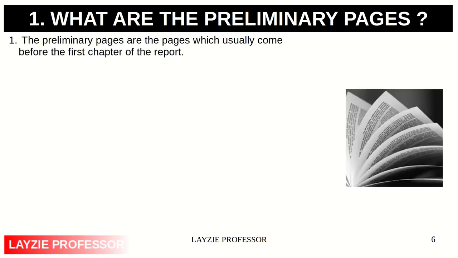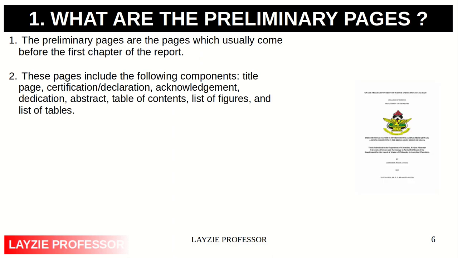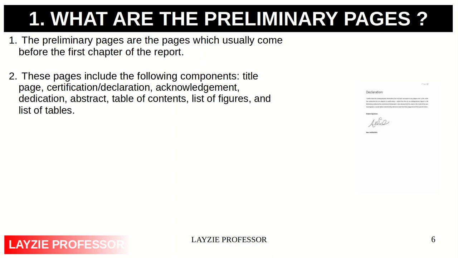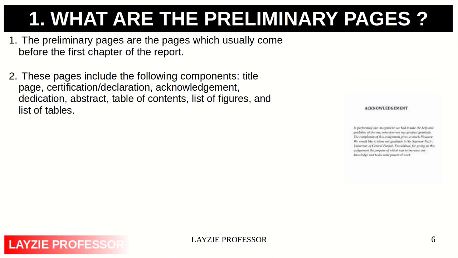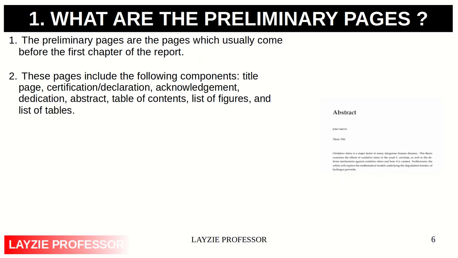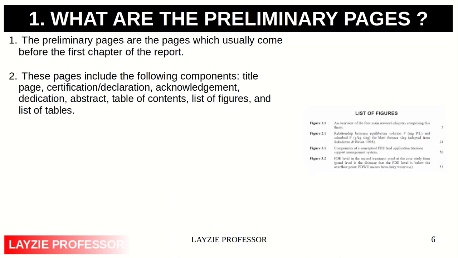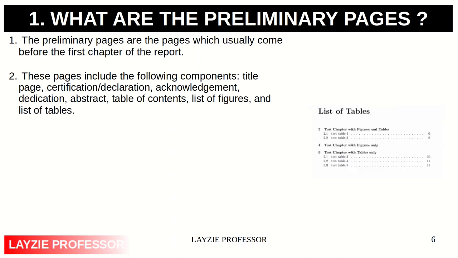The preliminary pages are the pages in your main research report which come before your first chapter. So basically they come before chapter 1 of your project report. And these pages include the following components: a title page, a certification or declaration page, an acknowledgement page, a dedication page, an abstract page, a table of contents, a list of figures, and a list of tables.